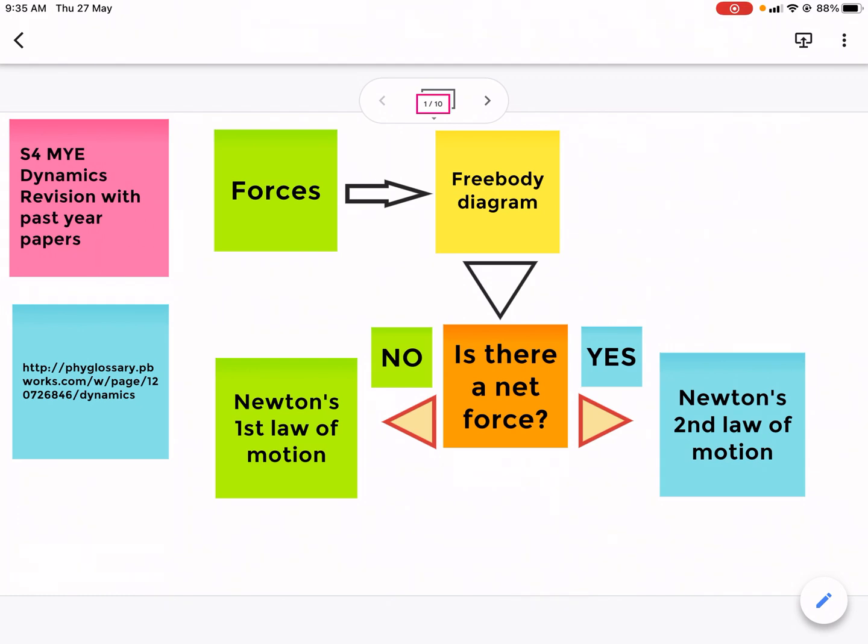Good morning everyone. I'm going to revise dynamics using the past year mid-year exam papers. First, we have an overview of this topic.